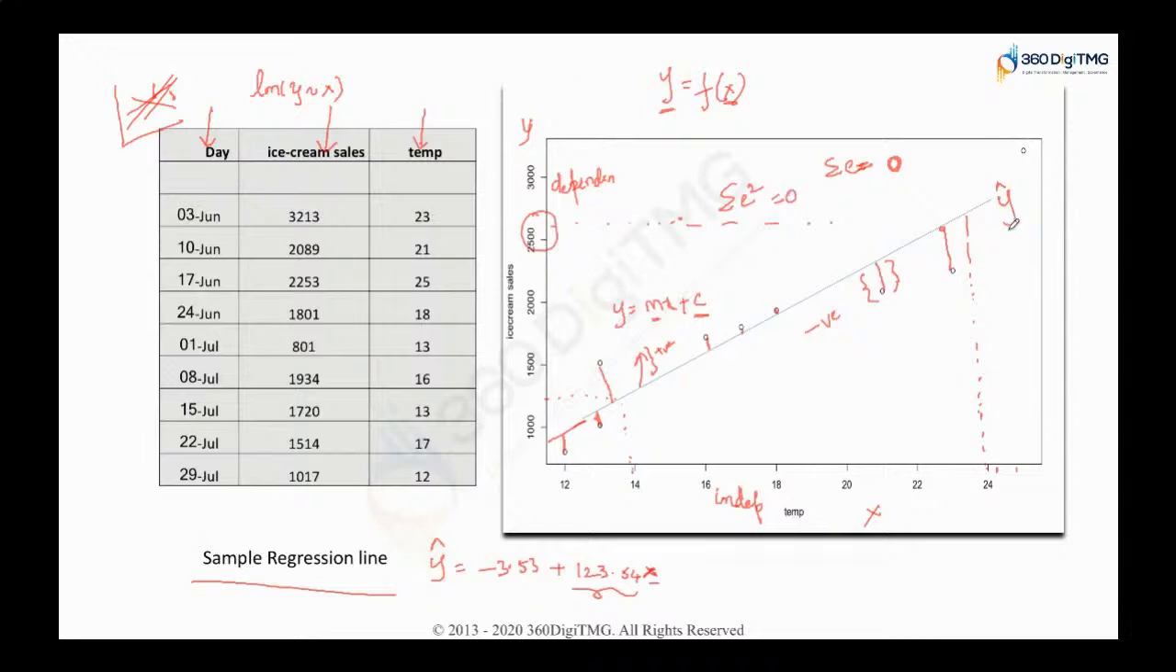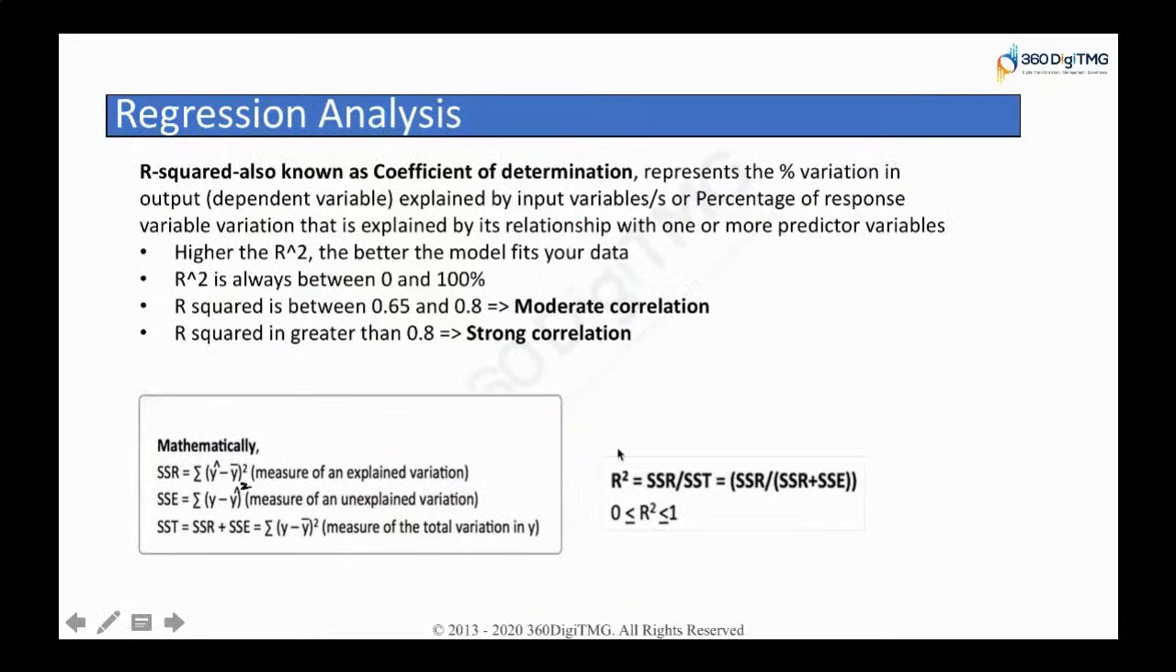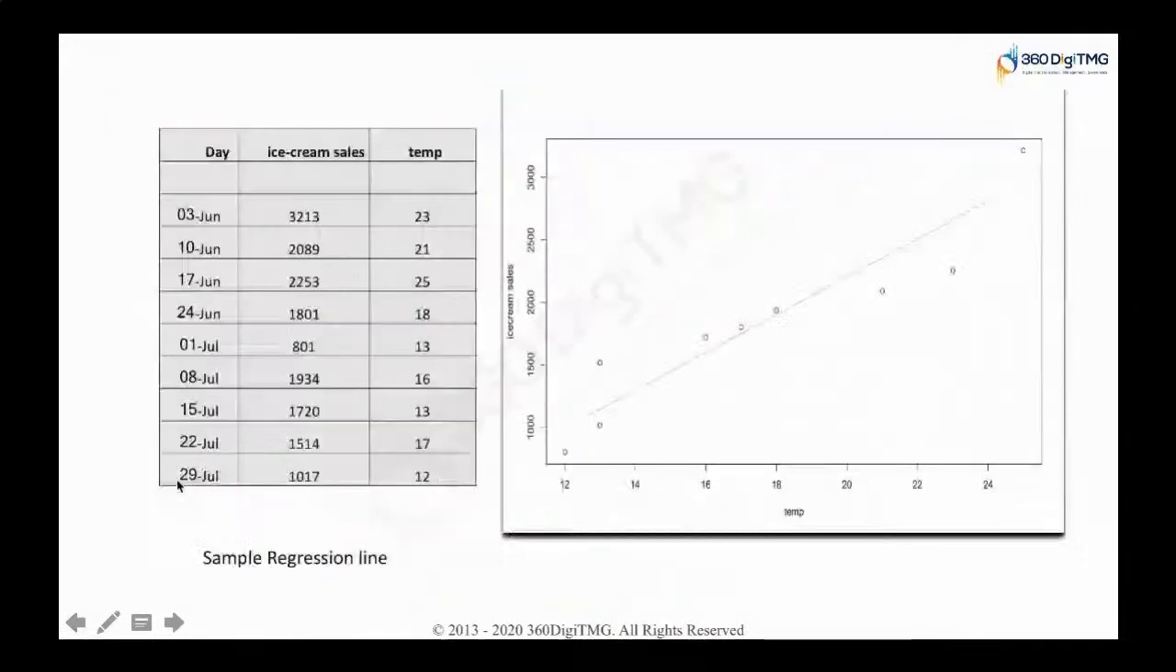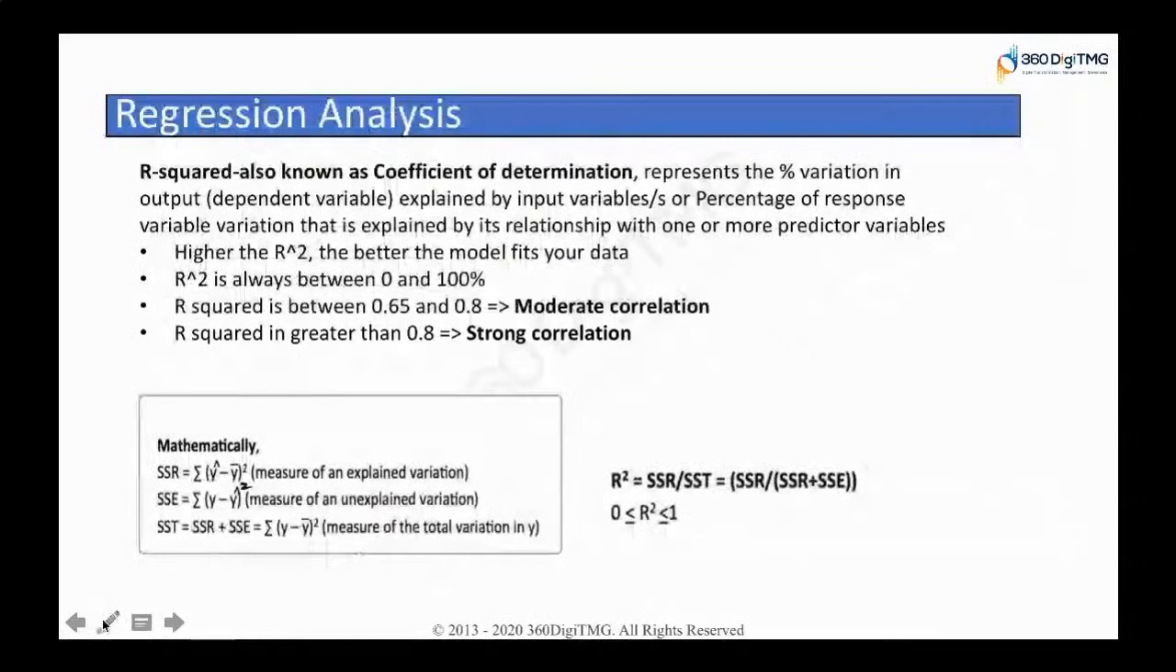So what is this now? Y hat is precisely defined as the line that minimizes the sum of the squared errors. Only one line can be drawn. But here, as I told you, we have the terminology SSR, SSE and SST. This is the sum of the squares of the regression, the sum of the squares of the errors, and the total sum of squares. That's the reason we are writing square here.